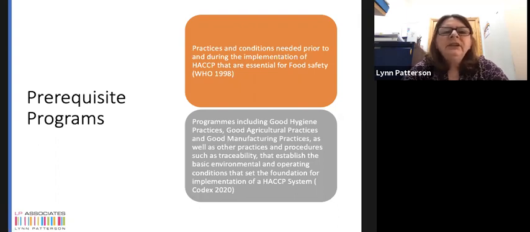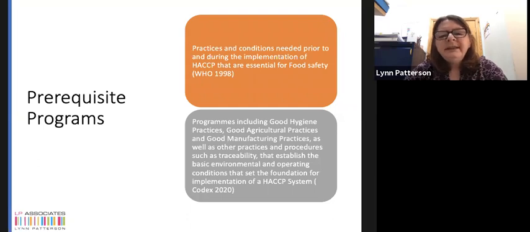So a couple of definitions here for you. The World Health Organization definition: practices and conditions needed prior to and during the implementation of HACCP that are essential for food safety. The Codex definition, which I said is very new: programs including GHP, good hygiene practices, good agricultural practices, and GMP, good manufacturing practices, as well as other practices and procedures such as traceability, that establish the basic environmental and operating conditions that set the foundation for the implementation of the HACCP system.